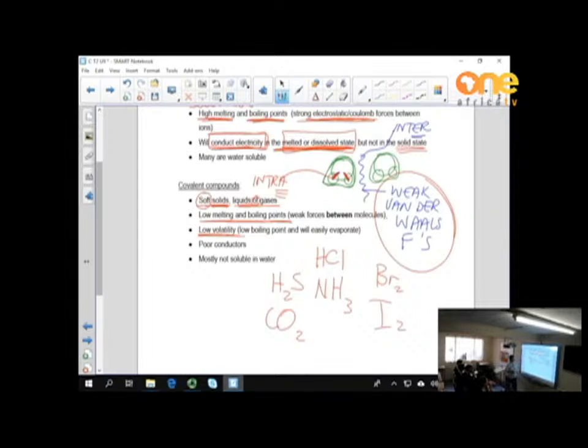They use the term high volatility. In other words, they will evaporate very easily. Low boiling point goes together with high volatility. It simply means it will evaporate very easily. For example, if I have diesel in a puddle and I've got petrol in a puddle, the diesel is going to take longer to evaporate than the petrol. Petrol is more volatile than the diesel.